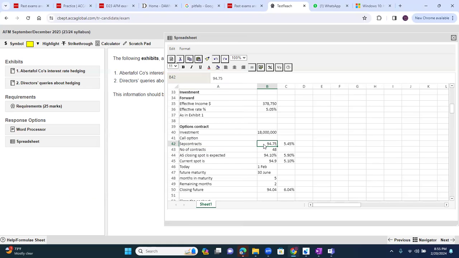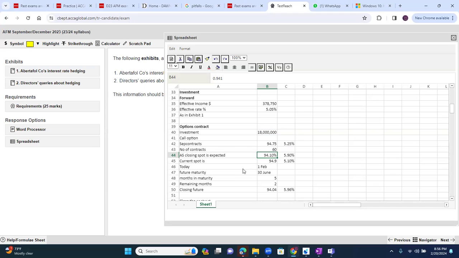So, 5.25. Number of contracts: 18 million divided by 500 into 4 by 3. No, into 5 by 3, because the investment is for 5 months.